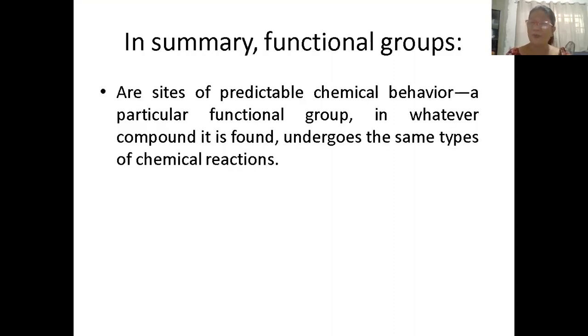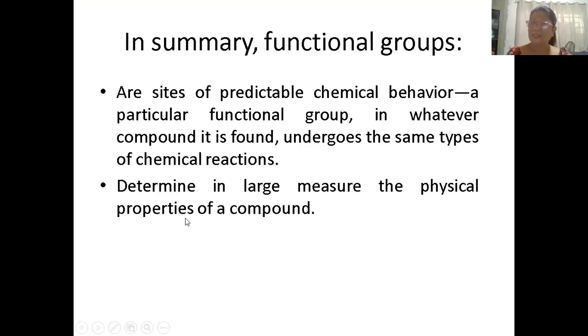So in summary, what are functional groups? These are sites of predictable chemical behavior. A particular functional group seen in a compound will determine in large measure the physical properties of the compound. If you talk about alcohol, it has distinct properties. The lower alcohols, up to butanol, can still dissolve in water, but higher alcohols cannot.